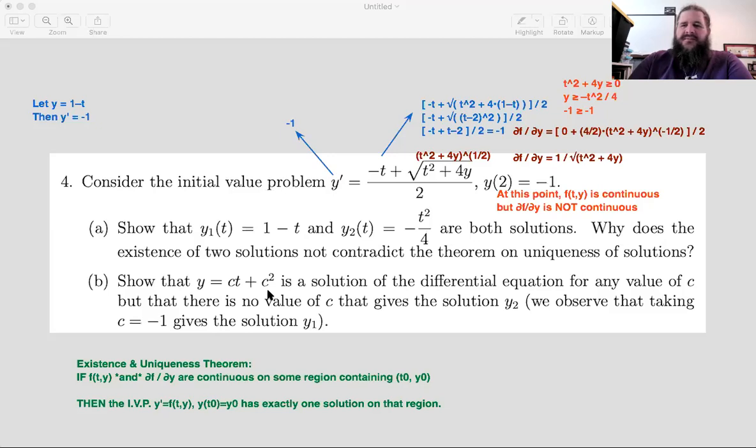Any questions on that one? Or any other questions on this existence and uniqueness theorem stuff?